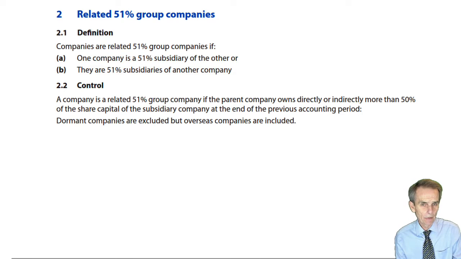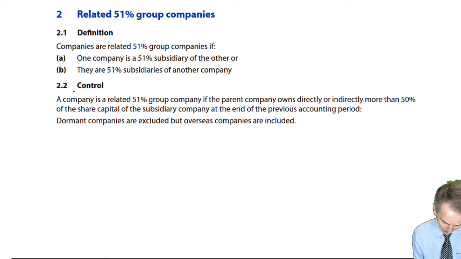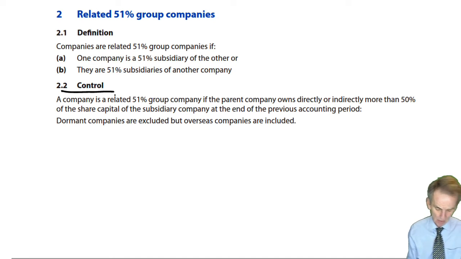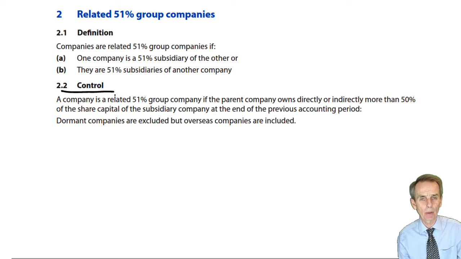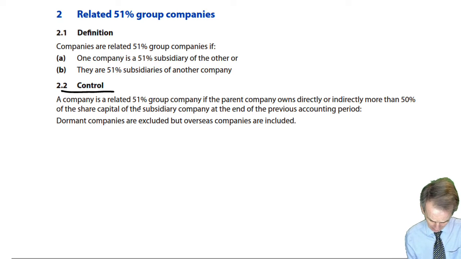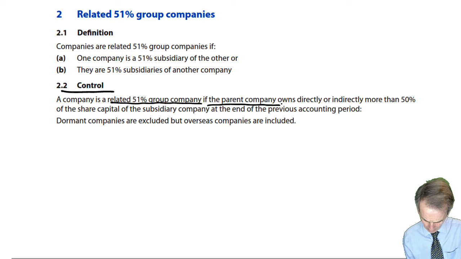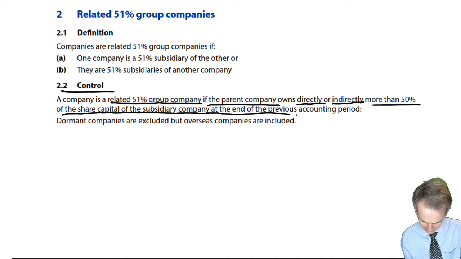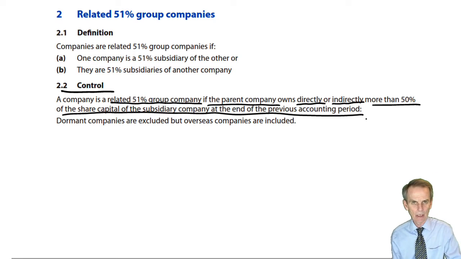Okay, so let's see if we've been able to correctly interpret the significance of this particular section here, measuring what we mean by this control to determine whether companies are related 51% group companies for any given accounting period. And we were told here that it is a related 51% group company if the parent company owns directly or indirectly more than 50% of the share capital of the subsidiary company at the end of the previous accounting period.